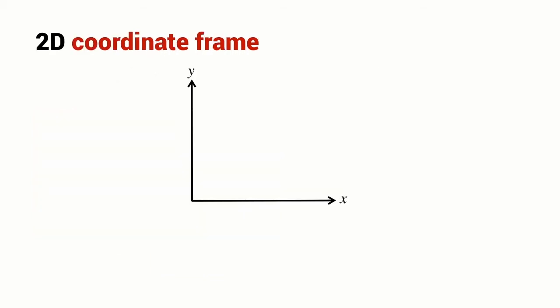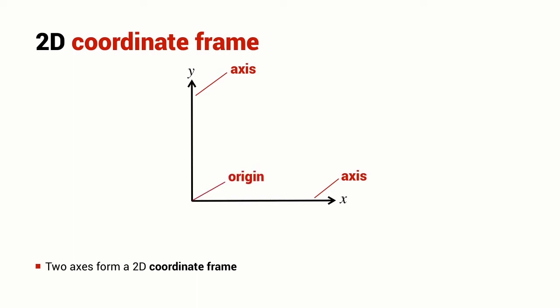So let's look at a 2D coordinate frame. We have a pair of axes. Each of these is a real number line, and they intersect at a point that we refer to as the origin. So two axes form a 2D coordinate frame, an x-axis and a y-axis.